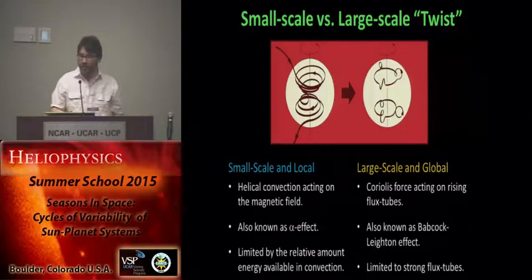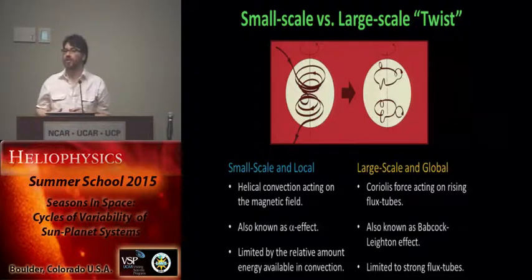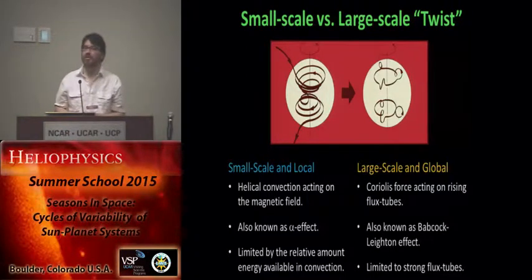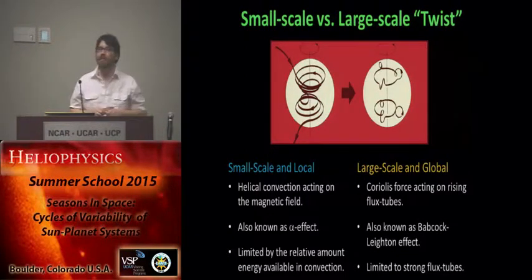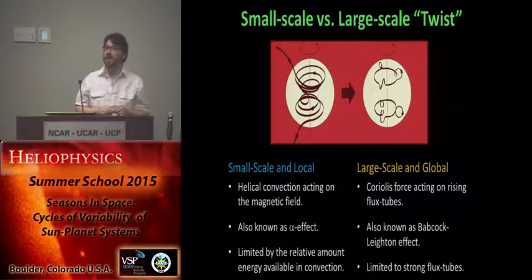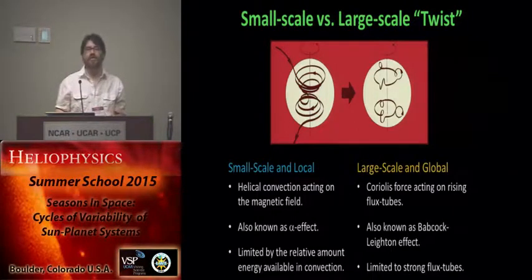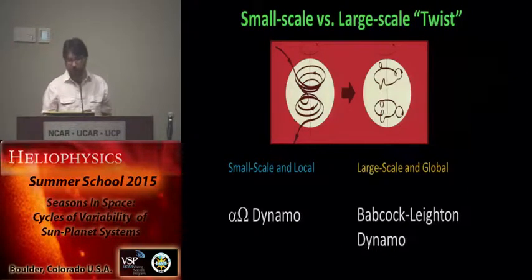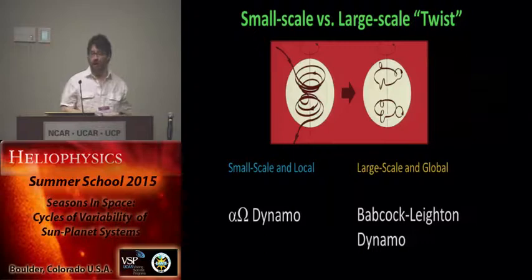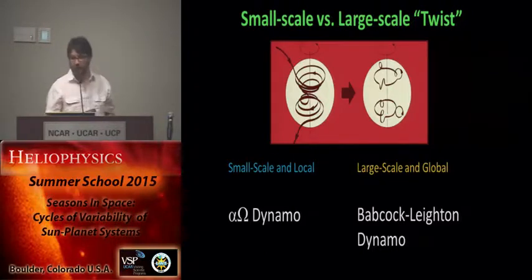So that is known as the Babcock-Leighton effect. But this is limited to strong tubes. So you have to have very strong flux tubes so that they become unstable and buoyant and rise to the surface. So you have these competing things. And one of the things that we're going to look into in the lab is how dynamos that are driven by one effect or the other look like. Later, we will talk about what is going on in the sun.